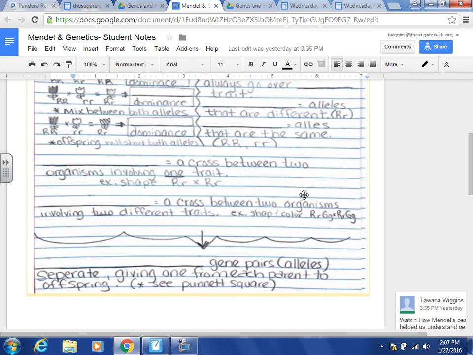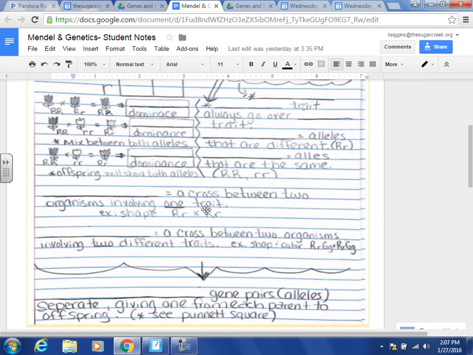All right, so then looking at the bottom portion, where you have a cross between two organisms involving one trait. So this is what we're talking about. You have one parent, but we may only be looking at one trait. We're looking at what's your hair going to be like when we cross these two parents? What's the possibility of what your skin will look like? What's the possibility of what your eyesight will look like? The possibility of what your shape will look like? Those types of things when we cross two parents.